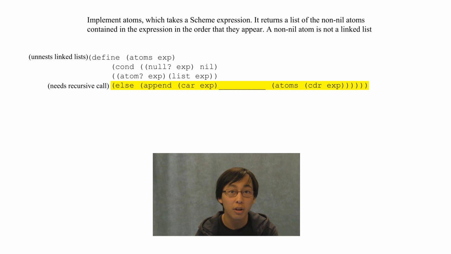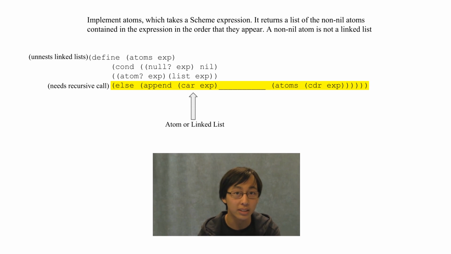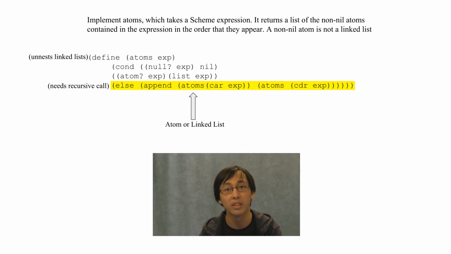Hopefully, you understand that the car of the list can be one of two things, an atom or another linked list. And somehow, we need to deal with both of these cases at once. We need something that deals with both atoms and linked lists. That's atoms, isn't it? We're going to do another recursive call on the car of our linked list. If our implementation is correct, then we're combining the unnested version of the car of the list with the unnested version of the cdr of the list. We're done, and we can move on to the next question.